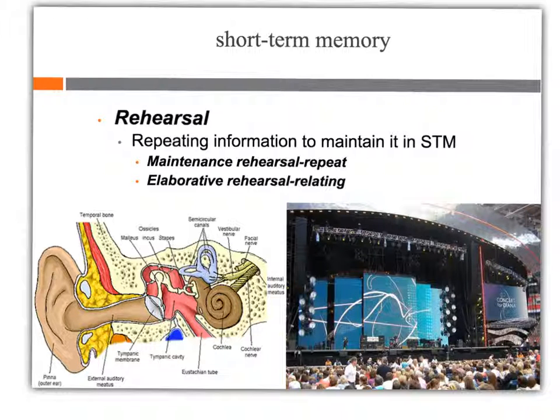A more meaningful type of rehearsal is called elaborative rehearsal. And this is relating incoming information to your prior knowledge. For instance, I remembered all the parts of the ear from anatomy class by relating it to the parts of a concert venue.